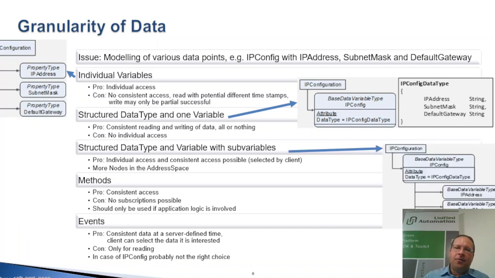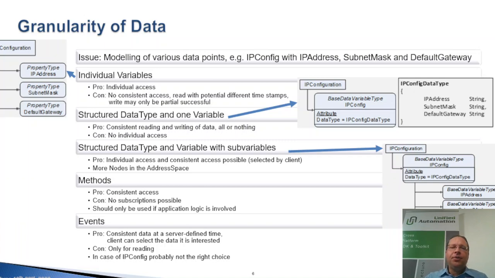And then we have a combination of both, meaning we're using the structured data type. We have this one variable where you can access this in a consistent way, but we add those individual data points as subvariables so you can access them also individually. The only negative thing here is the server needs to manage this and has a little bit more nodes in the address space.